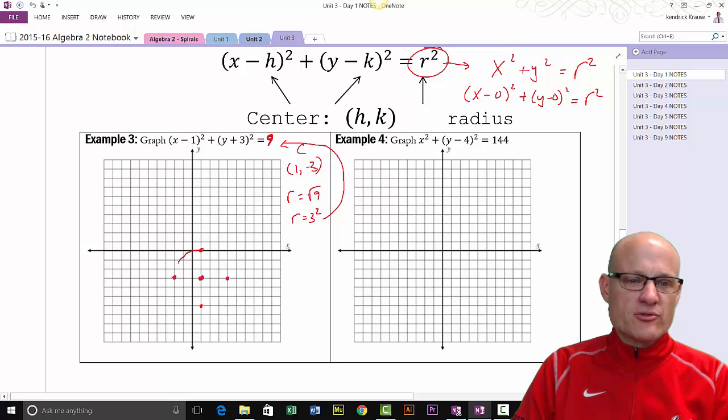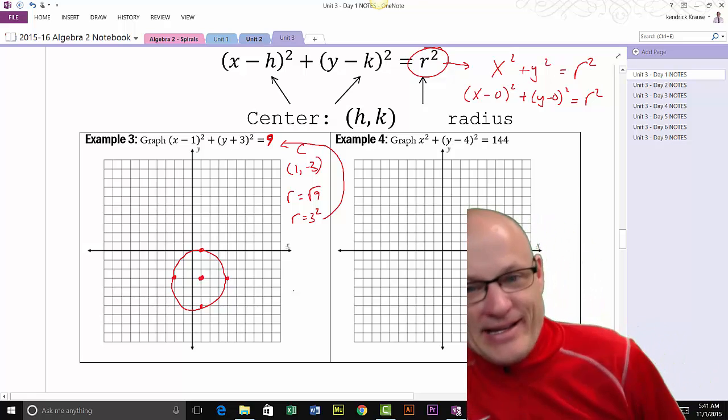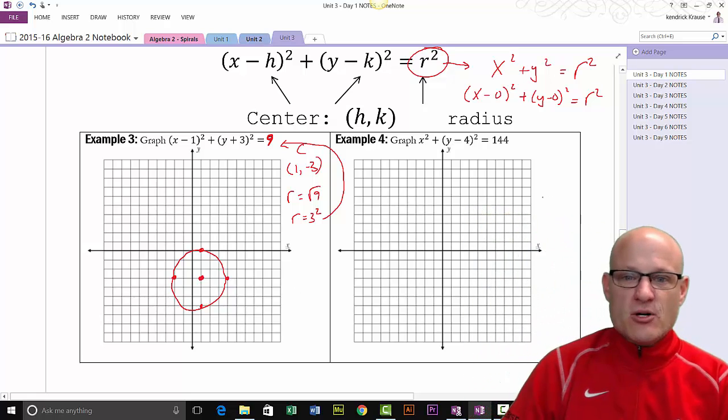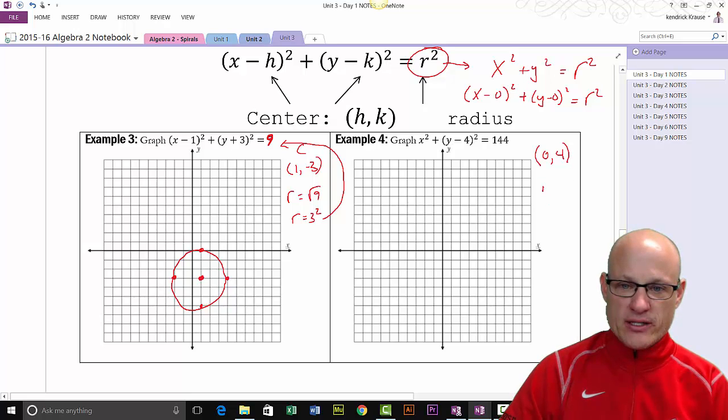And then there's like 0 chance of me drawing a very good circle here. Because I'm actually really good at this, but not with this pen. Okay, there it is. There's my circle. Wow, that's exciting, Mr. Krause. Okay, over here, the center is (0, 4). Remember, we're going opposite. And the radius is 12.